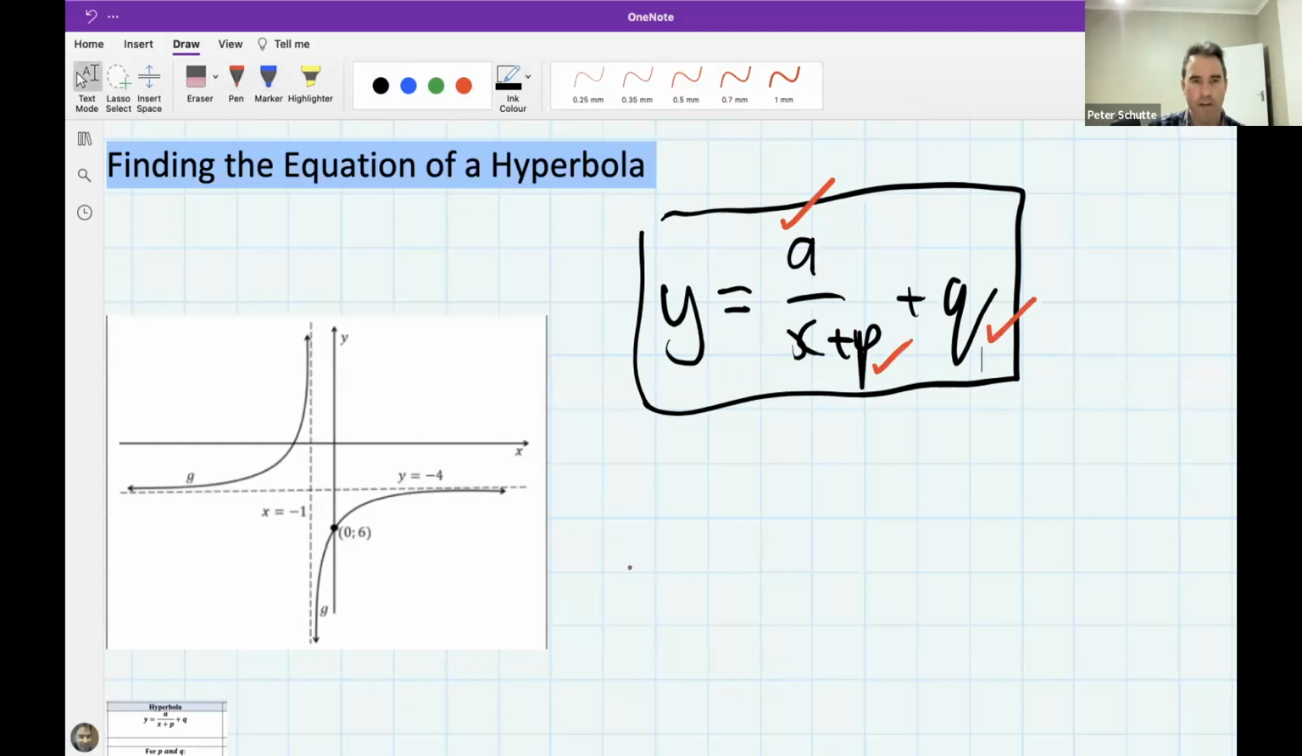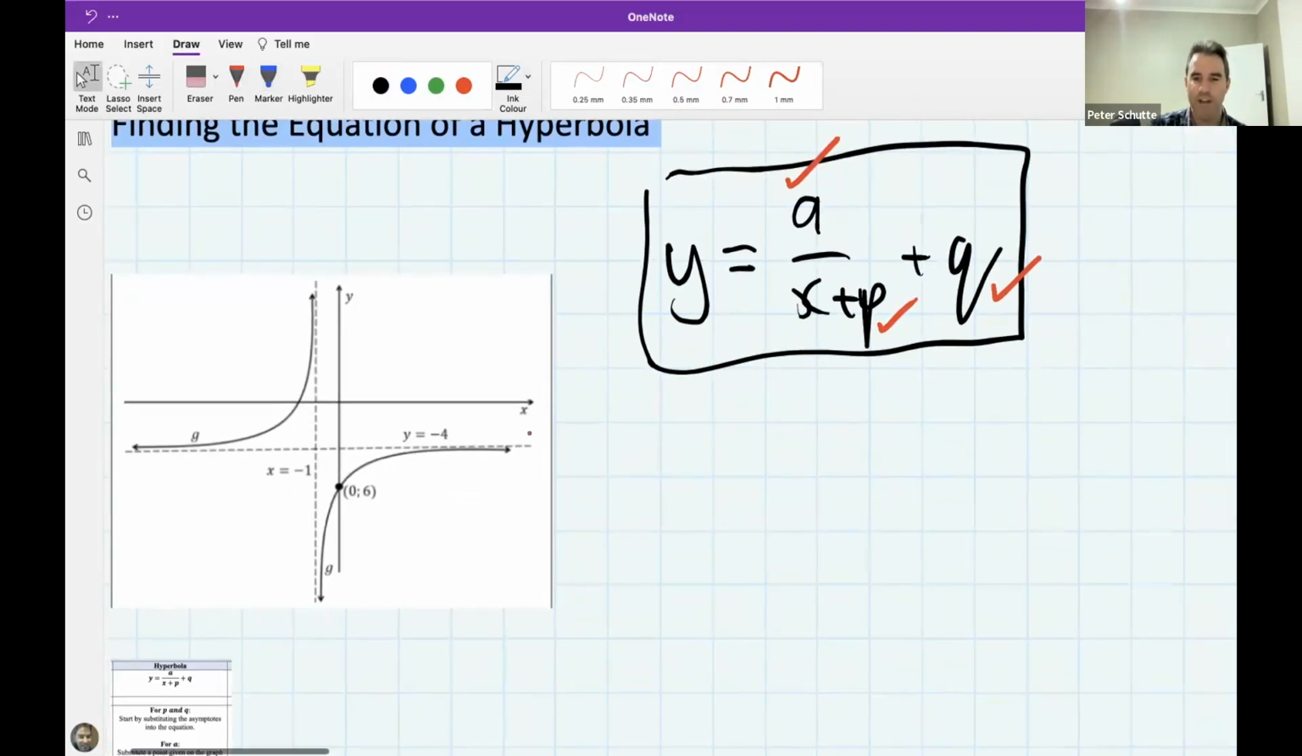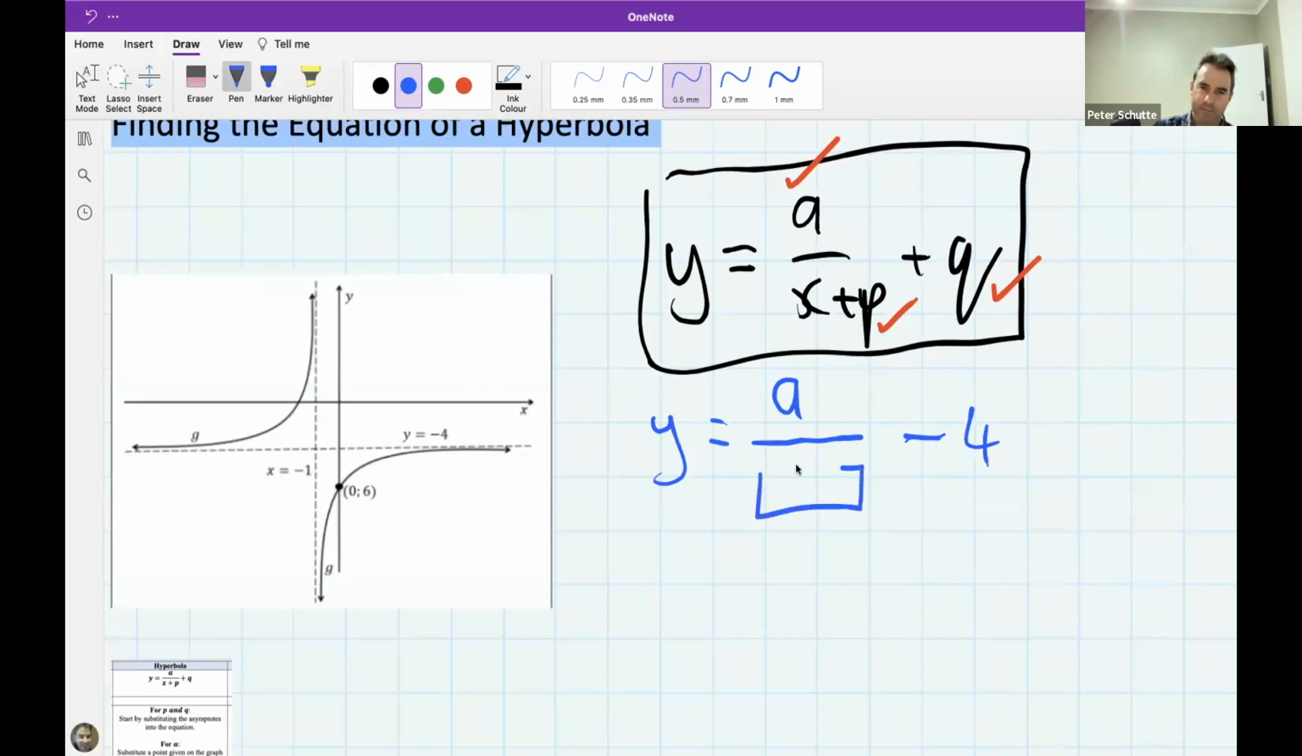If you look at this hyperbola, what is the Q value going to be? What do you think the Q value is going to be, and how would you know by looking at the graph? Could you figure it out from kind of working backwards? I think you're going to like this question. It's a bit easier than the ones we've been doing so far. Yeah, so Q has to be -4. Now, I don't know what A is. That's a bit of a mystery. But do I know what goes at the bottom here?